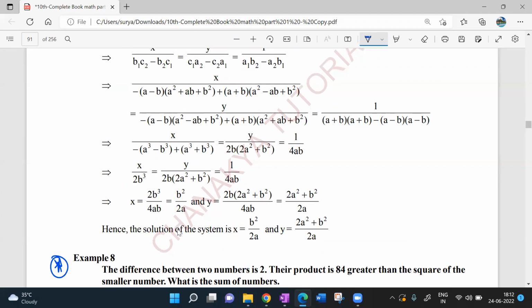So the difference between two numbers is 2. Their product is 84 greater than the square of the smaller number. What is the sum of the two numbers?